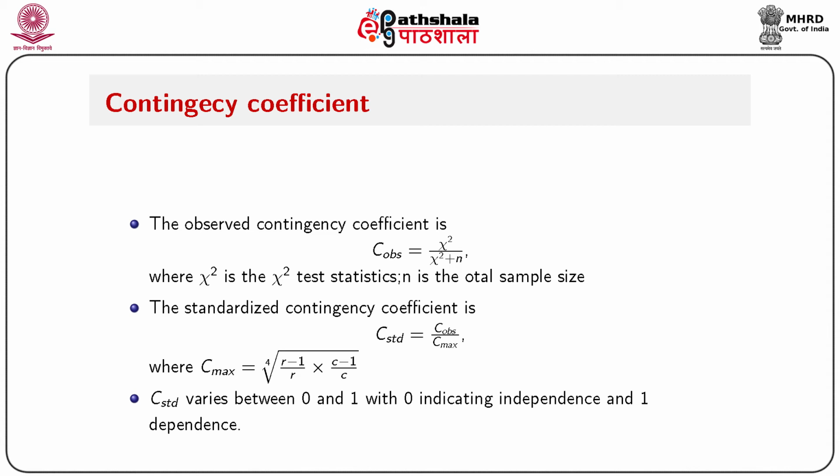The standardized contingency coefficient is derived as C observed divided by C max, where C max is the fourth root of (r minus 1) by r times (c minus 1) by c. But when the number of columns and rows is the same, it simplifies to the square root of (r minus 1) by r. C standard lies between 0 and 1. 0 indicates independence and 1 indicates dependence.